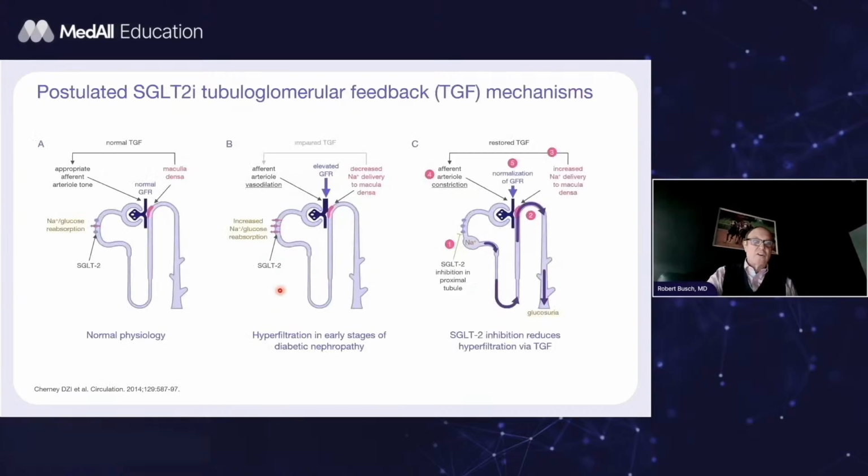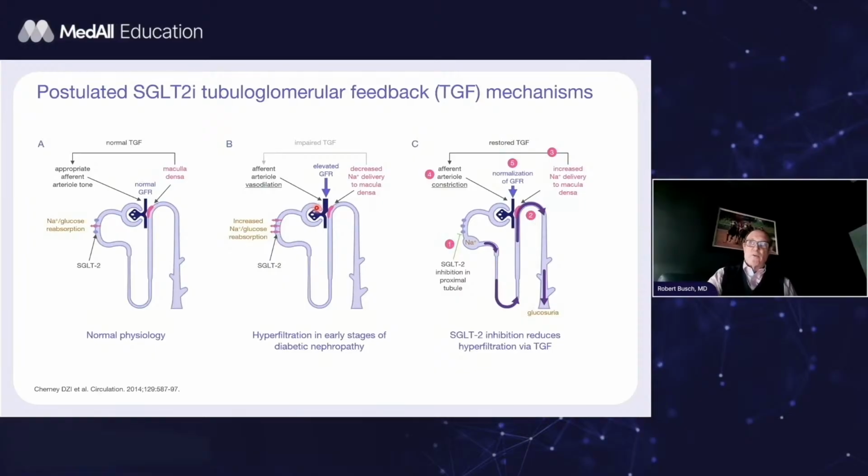And why does it work? Well, here's a normal kidney. There's the glomerulus. When you have a lot of reabsorption of glucose at the proximal tubule, you reabsorb sugar, salt, and water. Less salt is passing down here. The macula densa says, uh-oh, less salt, I must be volume depleted. And it dilates the afferent arteriole, the inflow to the glomerulus.